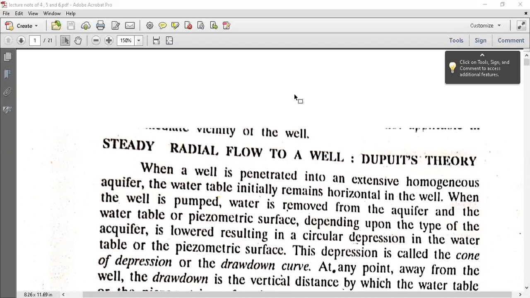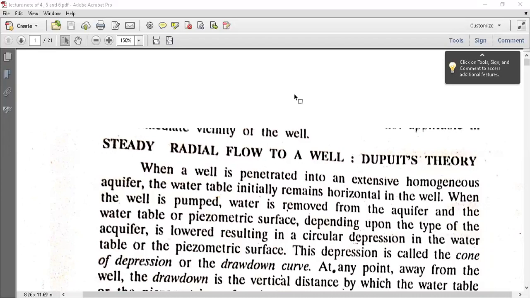As you know, an aquifer is a stratum under the ground which contains water, from which the water can be pumped out. The stratum bearing the water is called the aquifer. There are two types of aquifer we will consider for the steady radial flow to a well: one is the unconfined aquifer, and the second is the confined aquifer. Let us discuss the first one, which is the unconfined aquifer.